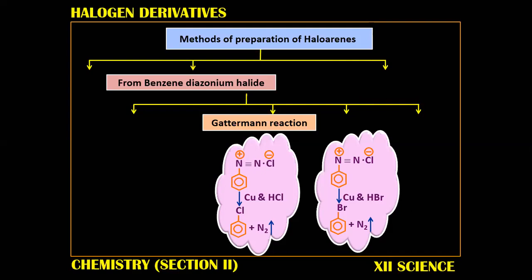Gattermann and Sandmeyer's are same. Only the difference is the reagent. There we use cuprous chloride and cuprous bromide. Here we use copper and HCl and copper and HBr. Only that is the difference. Rest everything is same.